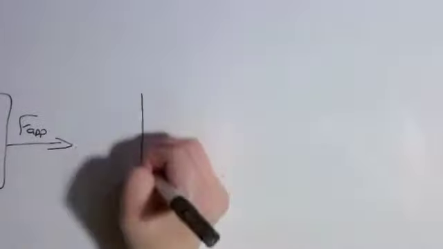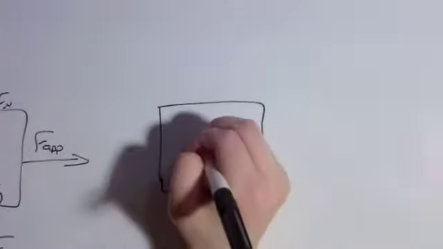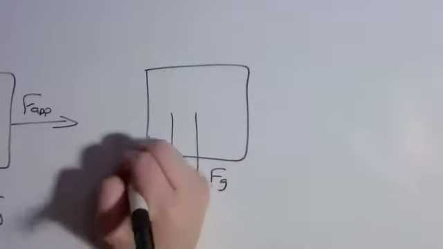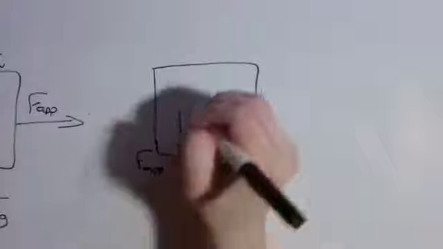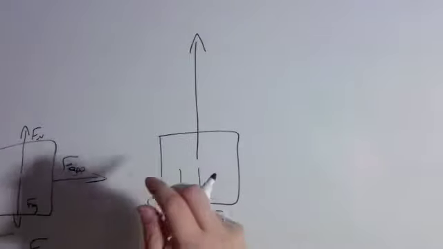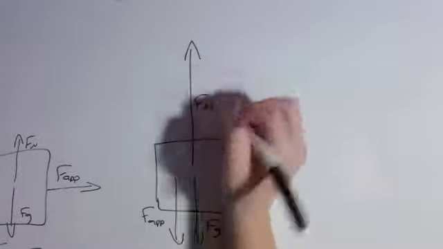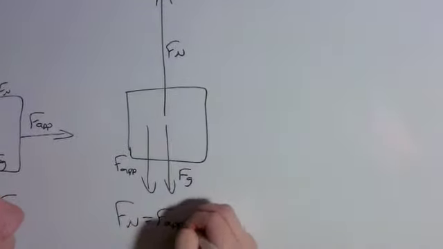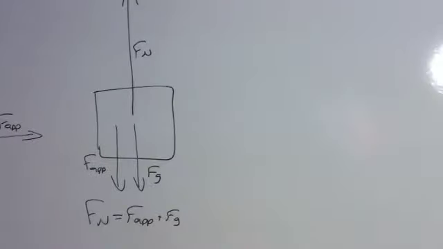But if you push down on an object, you still have the force of gravity, but then you also have the force applied. This means that in order for the force in the y direction to be equal, the normal force must be larger. Which means that the normal force equals the force applied plus Fg.